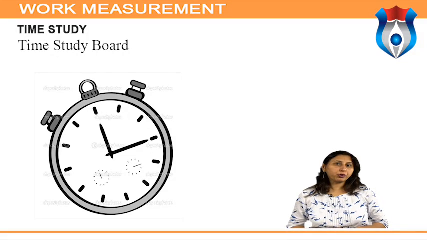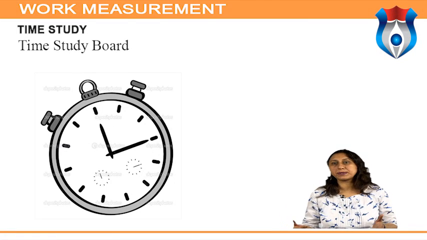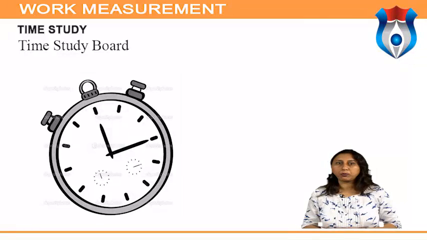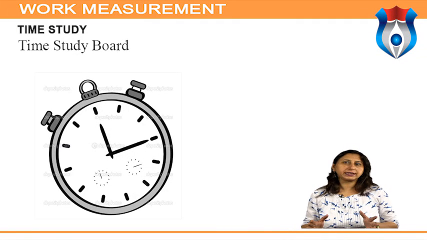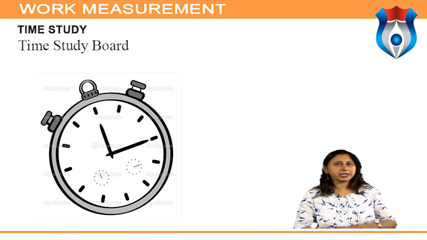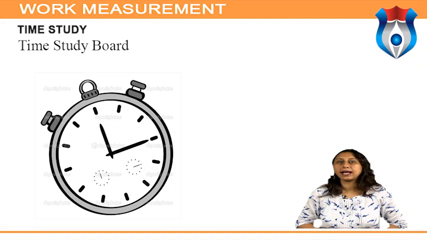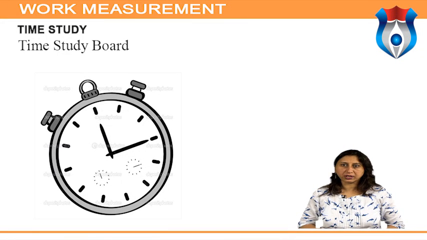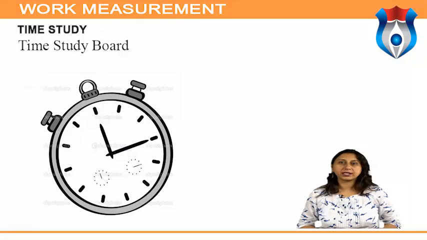Time study board. It is a lightweight board used for holding the observation sheet and stopwatch in position. It is of size slightly larger than that of the observation sheet used. Generally, the watch is mounted at the center of the top edge or, as shown, in the upper right hand corner of the board. The board has a clamp to hold the observation sheet.